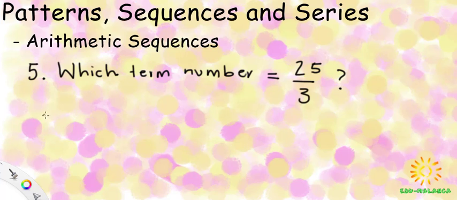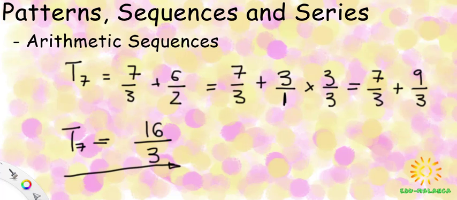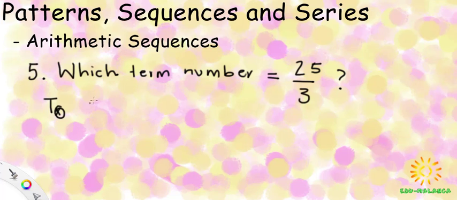In the previous question, we had Tx. We had the number, it was 7. In this question, however, we have the final answer, which was the 16 over 3 in the previous question. So now what we're solving for is we're looking for the n. To solve this question, we'll again start by rewriting the general term.